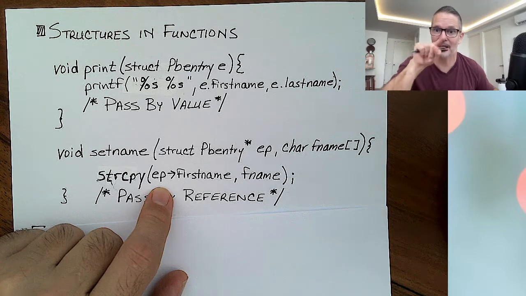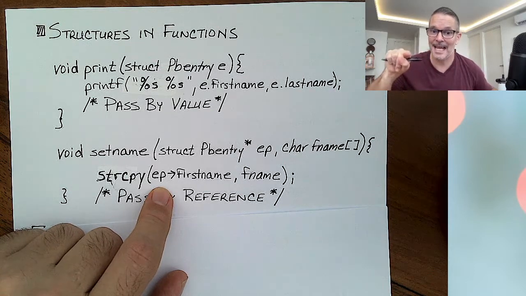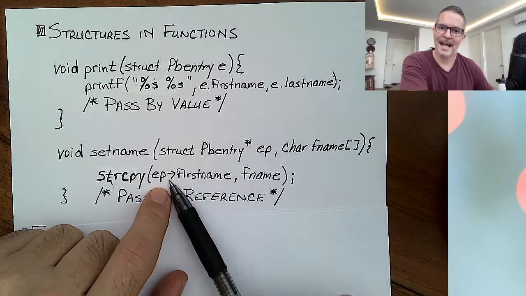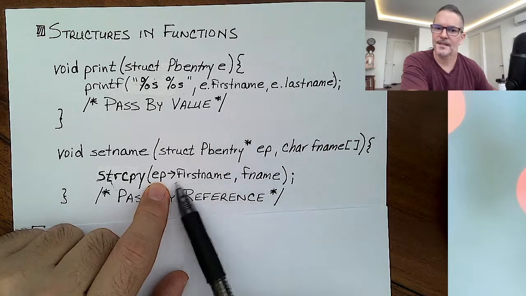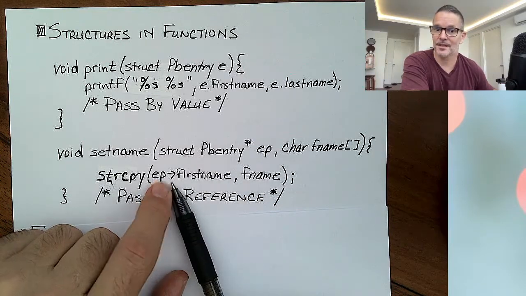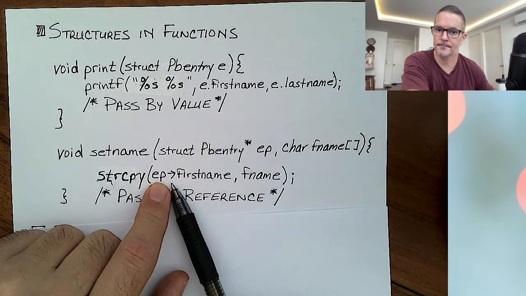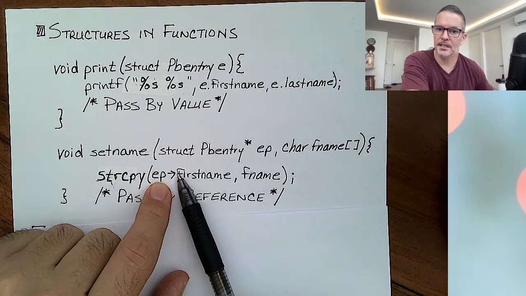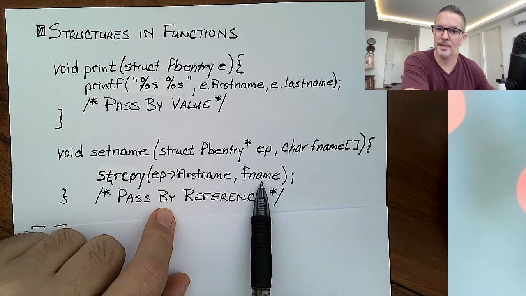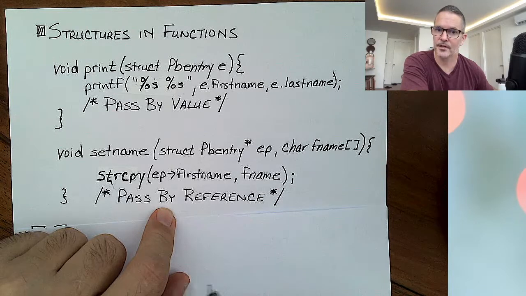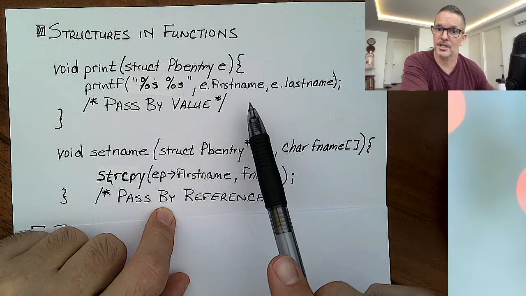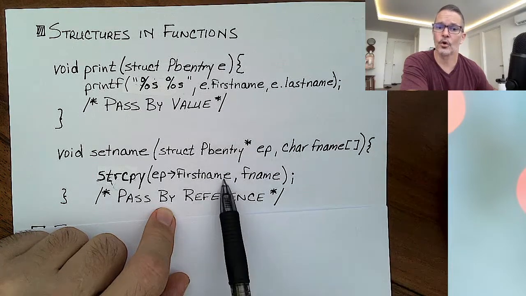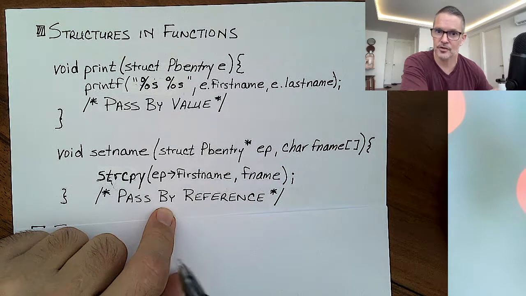So I type a minus sign and a greater than sign, and then the name of the element of the structure. I have to use this operator when I'm operating with a pointer to a structure. This is how we dereference the values inside of the structure when we have a pointer to them. So EP arrow first name, and then I copy in the parameter that was passed into the function. So this is how I work with the structure in a function, depending on whether the function needs to just read the structure or if the function needs to change the structure.